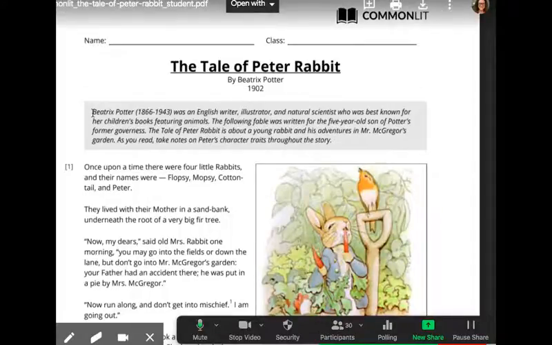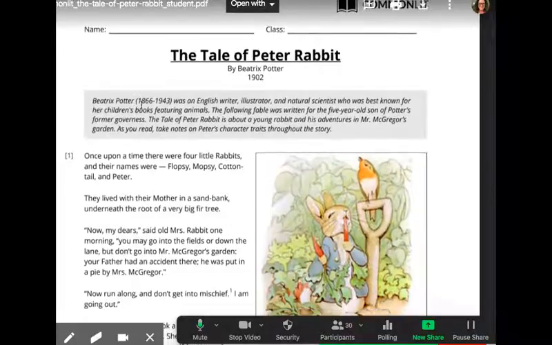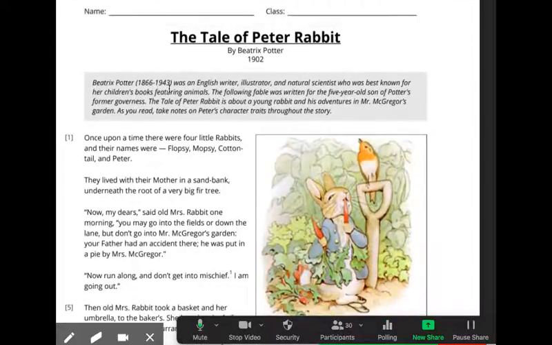So I'll read this gray box to you. It says, Beatrix Potter, who lived from 1866 to 1943, was an English writer. That means she lived in England. She was a writer, illustrator, and a natural scientist who was best known for her children's books featuring animals. The following fable was written for the 5-year-old son of Potter's former governess. A governess is like a nanny. The Tale of Peter Rabbit is about a young rabbit and his adventures in Mr. McGregor's garden. As you read, take notes on Peter's character traits throughout the story.